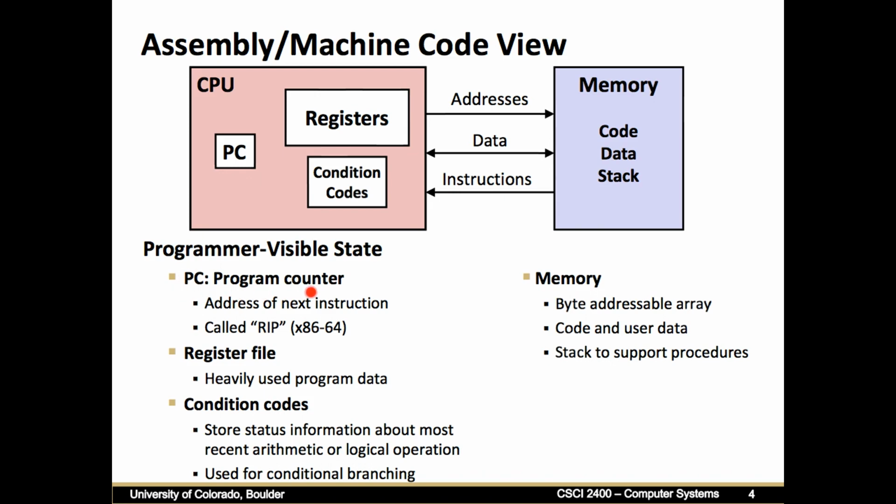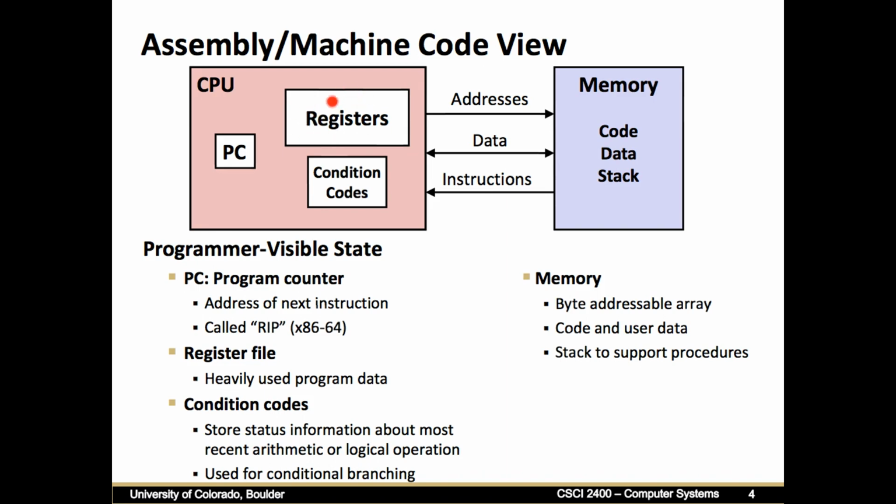So PC, or the program counter, this is always the address of the next instruction. And in the x86 machine, or the 64-bit machine, it's called the RIP. So it's the register instruction pointer. It used to be called the instruction pointer in the IA32 computers.